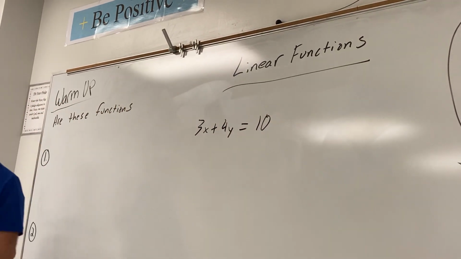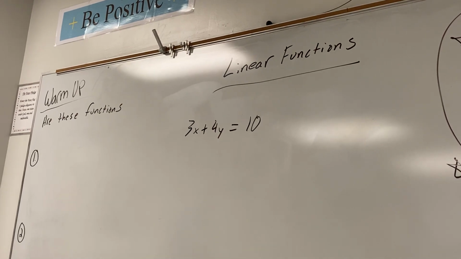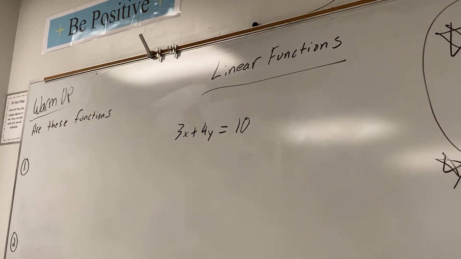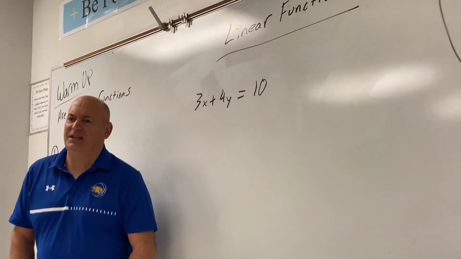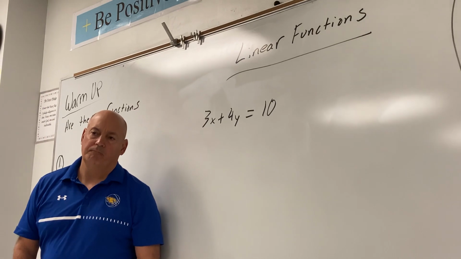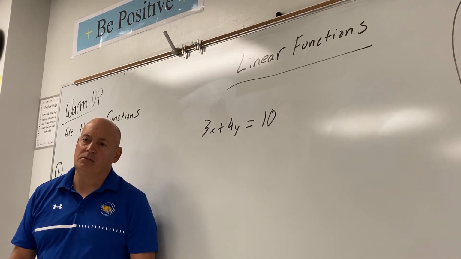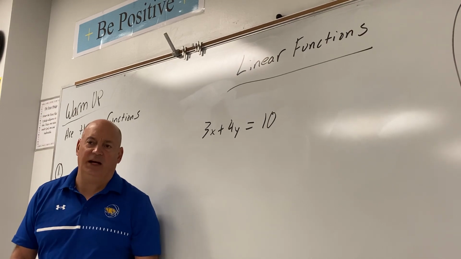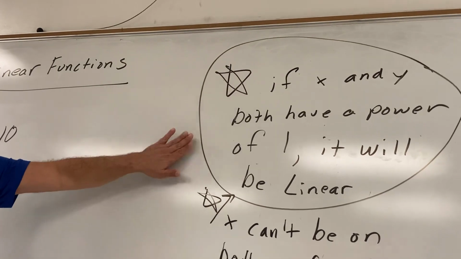Let's make a prediction. Do y'all think this is going to be linear or do you think it's not? No. Why not? Who says no? Somebody tell me why. Because the x and the y are not the same number. They don't have to be the same number. They can be different numbers. I can have 3x and 4y. That doesn't offend either of these rules.